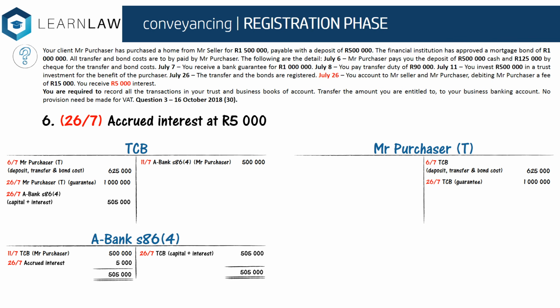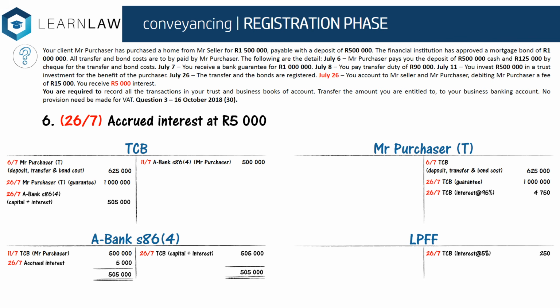What are we to do next? If you said that we should allocate the interest, you are correct. Who does the interest derived from a Section 86(4) investment accrue to? 95% accrues to Mr. Purchaser, so we credit his account with 4,750 Rand. And the other 5%? It accrues to the LPFF. Accordingly, we credit the LPFF account with 250 Rand.